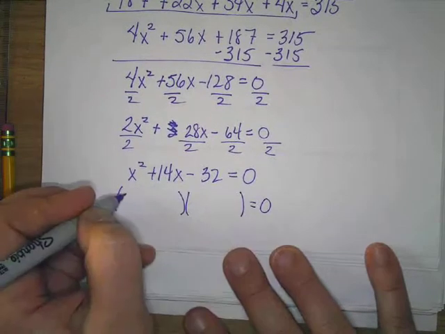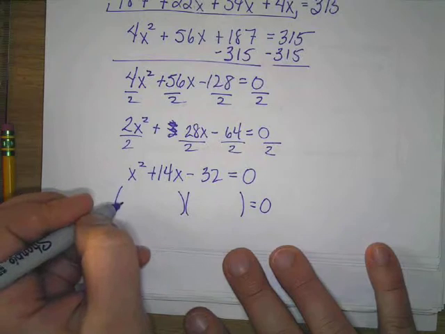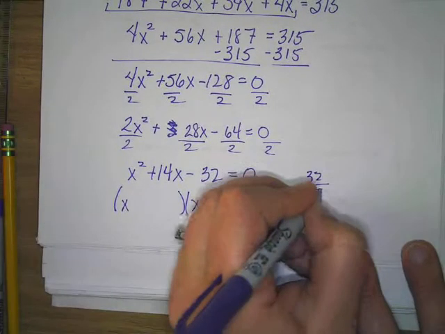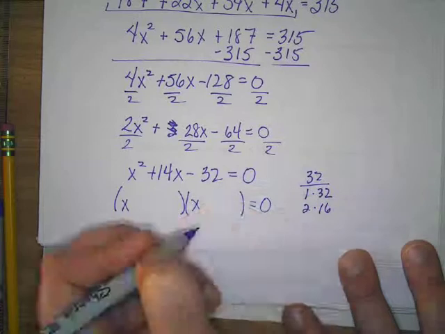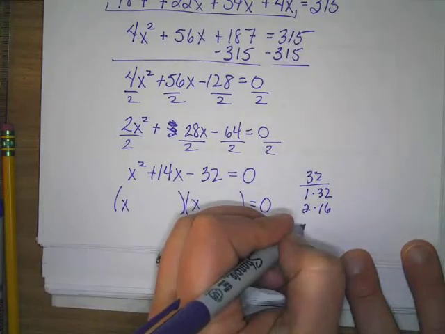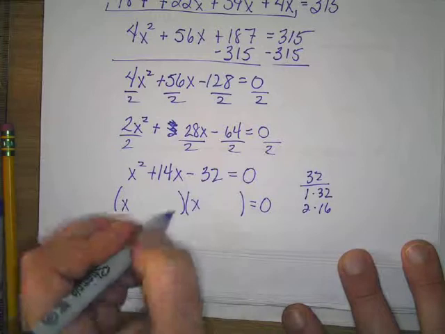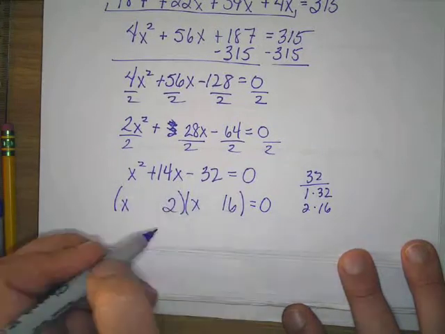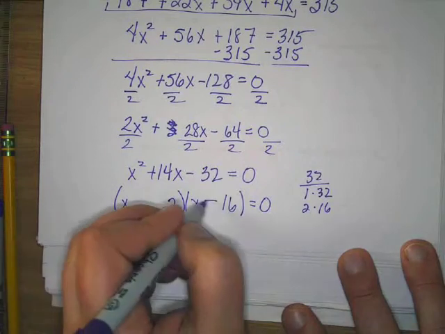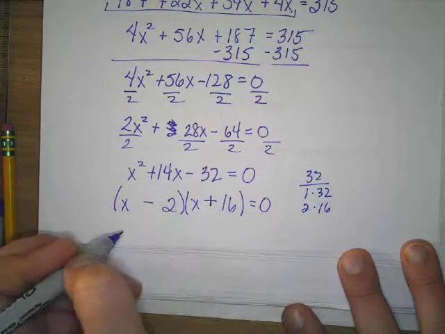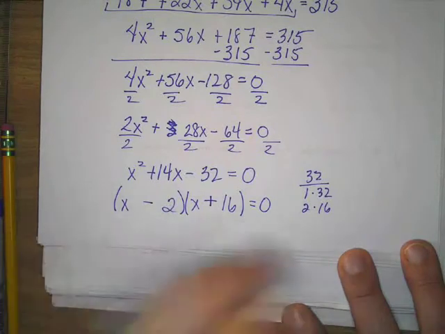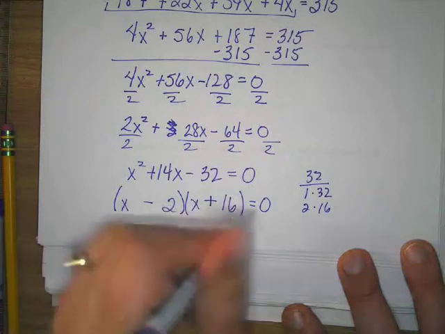So x squared. So 32. 1 and 32. 2 and 16. Yeah, because 2 and 16 will make a 14. And I want the 14 to be positive, so is the 2 positive or the 16 positive? The 16 is positive. The bigger one's positive. I know this is right, so I'm just going to forego that step. So now we have it equals 0, so what are we going to do?